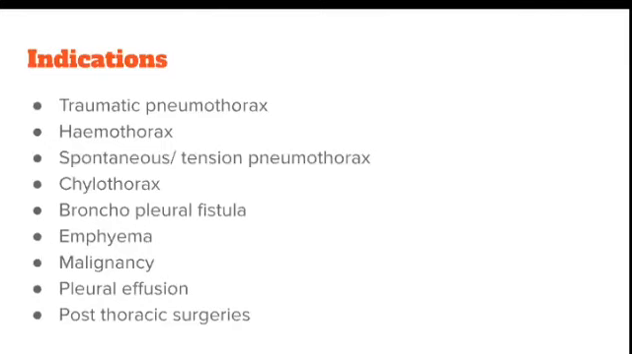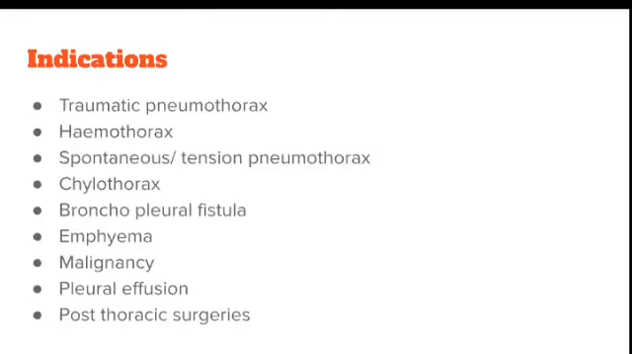Hemothorax. So what is hemothorax? It is a collection of blood in the pleural cavity. Spontaneous pneumothorax happens because of bullae or air present inside the lung, which breaks and releases the air into the pleural cavity. Tension pneumothorax happens with a gradual, slow increase in pressure, causing collapse of the lung.